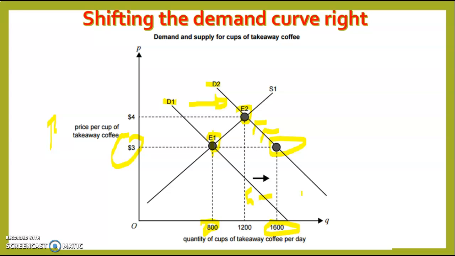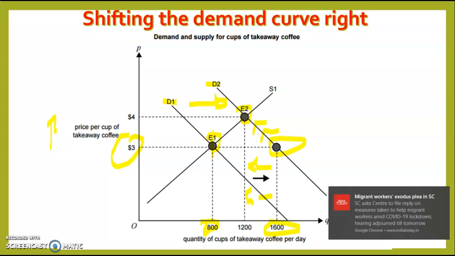So let's say it's exam season and people are drinking more coffee to stay awake. At a price of $3, demand shifted from 800 to 1,600. Suddenly we've got a shortage of coffee cups. To get rid of that in a free market, we raise the price to $4, and demand contracts back down to 1,200. Some people who were willing to buy it at $3 now don't want it anymore.